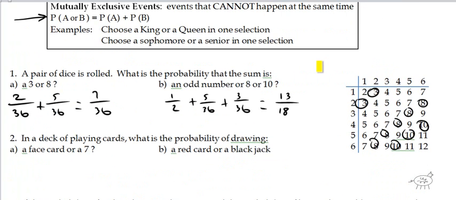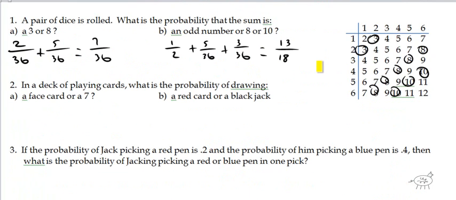So here it is. I rolled a pair of dice. It's one event that I rolled. Okay, a deck of playing cards, I'm picking one card. That's all. And so I said, and here's the word "or" right there. So "or."